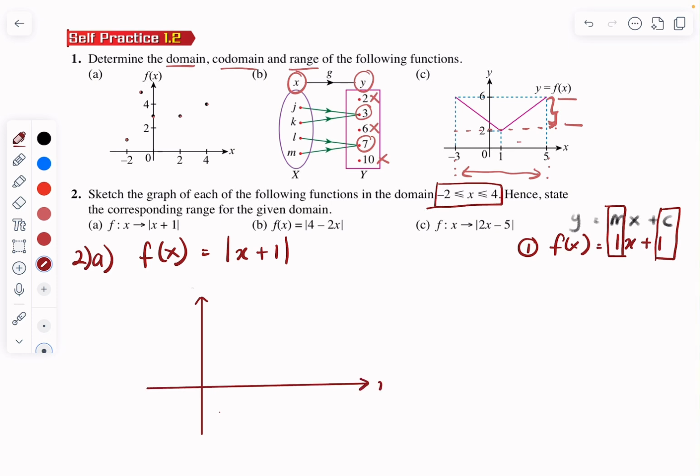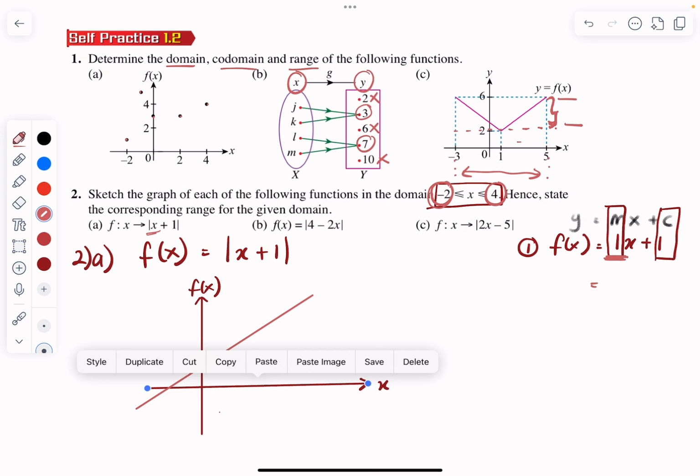So let's start sketching the graph. This is our x, this is our f(x). First let's sketch this straight line. Gradient is positive, so the graph should go up, and y-intercept is 1. So 1 here, graph is going up, something like this. Then we substitute the values of -2 and 4 to find the respective coordinates. Put into your equation: -2 into x means f(x) becomes -2 plus 1, which is -1.